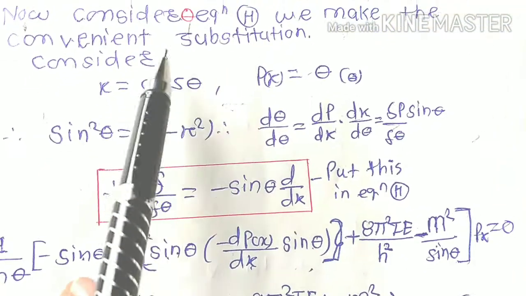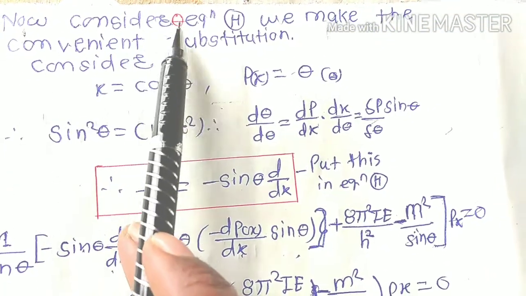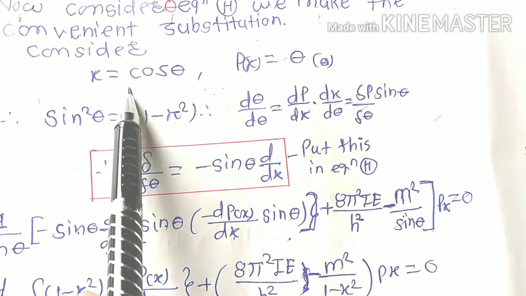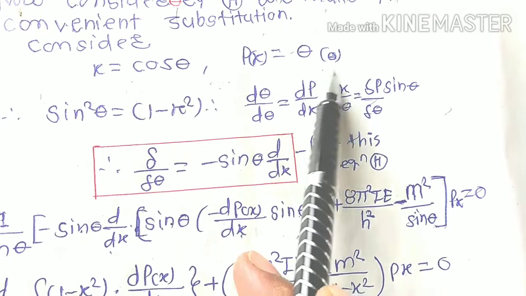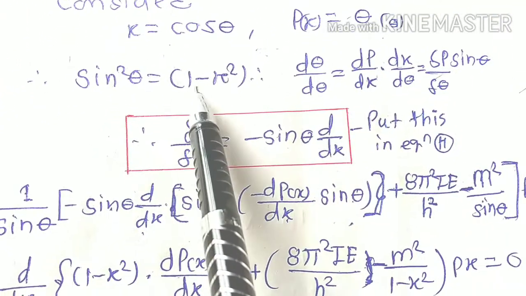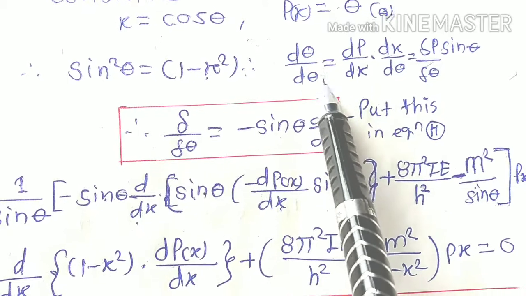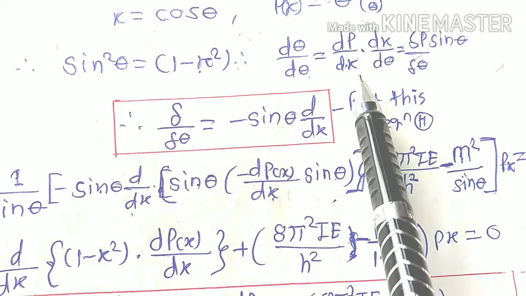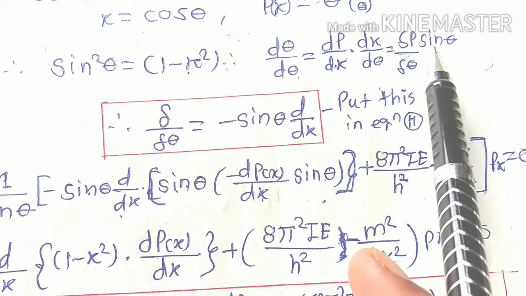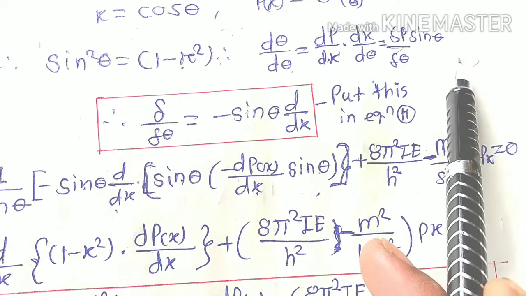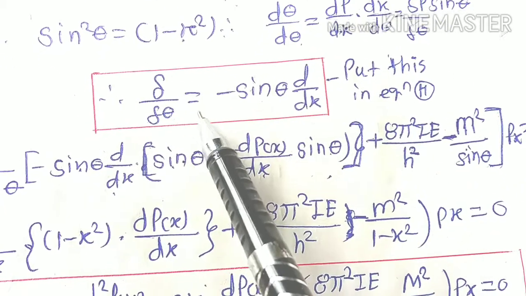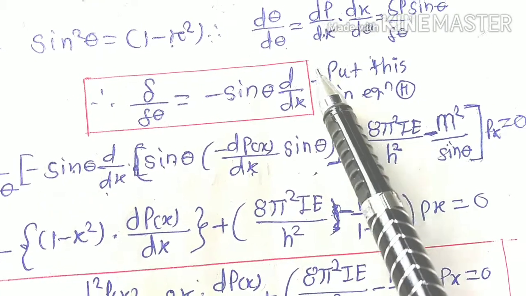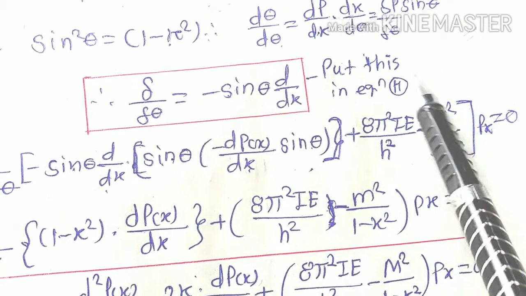Then for the next equation, now consider the theta equation, the equation H in the form of θ. So we make a convenient substitution. Consider x = cos θ and P(x) = Θ(θ). So we have sin²θ = 1 − x². Therefore ∂/∂θ = (∂P/∂x)(dx/dθ) = −sin θ d/dx. So put this value in equation H.